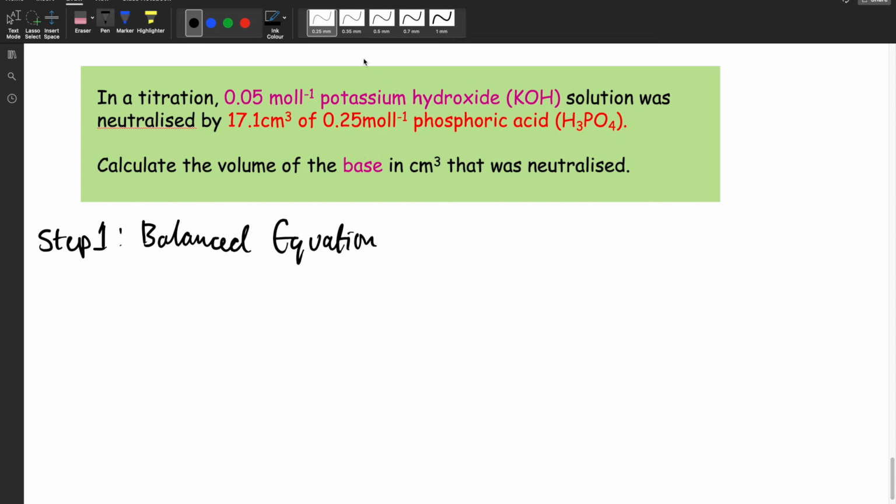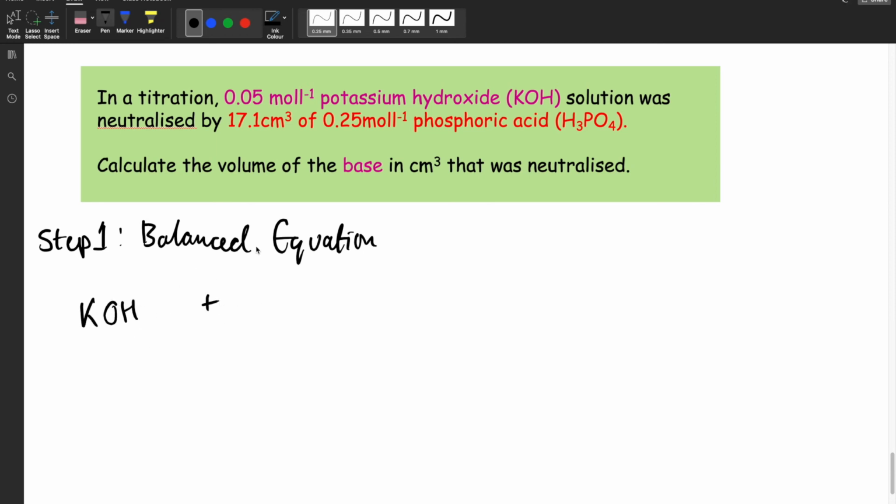Okay, so what it says in this one is a titration of 0.05 moles per litre potassium hydroxide solution was neutralized by 17.1 centimeters cubed of 0.25 mole per litre phosphoric acid. Then it asks us to calculate the volume of the base. So the first step we need is a balanced equation. Now we've got our alkali and we've got our acid here, so we're just going to write them down exactly as we have been doing before.